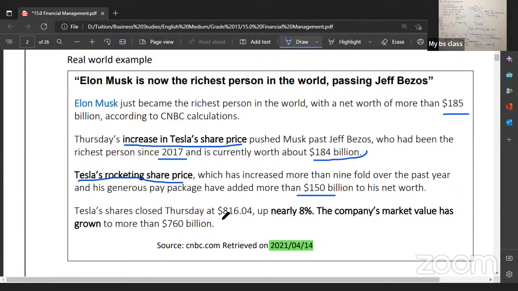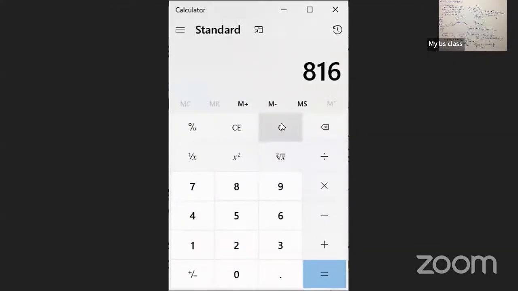Now you can see they closed at $816 per share. Imagine, guys, an 816 share price. Imagine the price of a share, right? $810 into 360 at today's rate is around 293,000 for one share. Imagine you have just 10 shares, right? You are a millionaire.